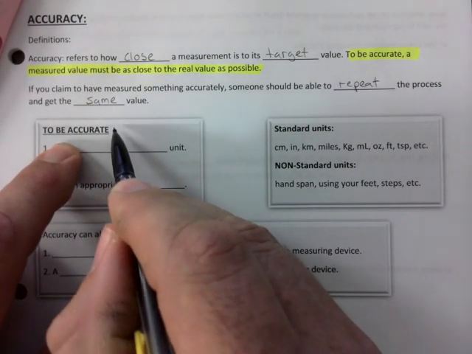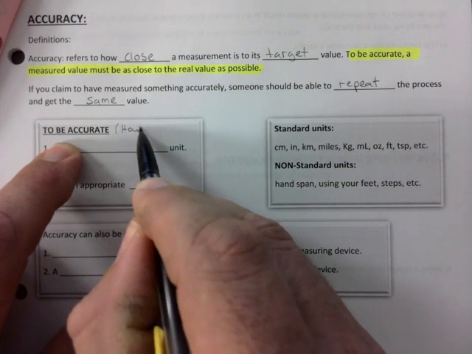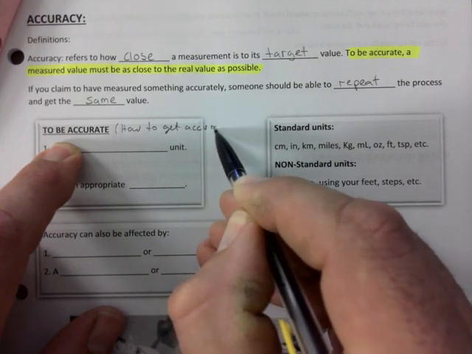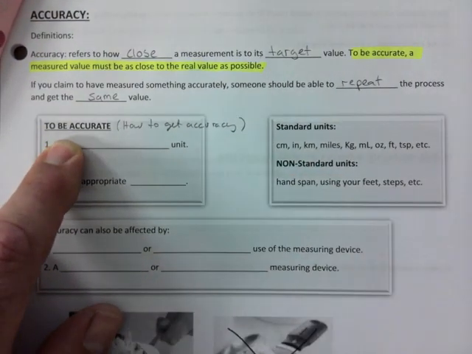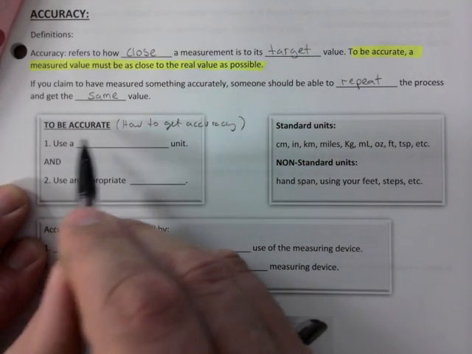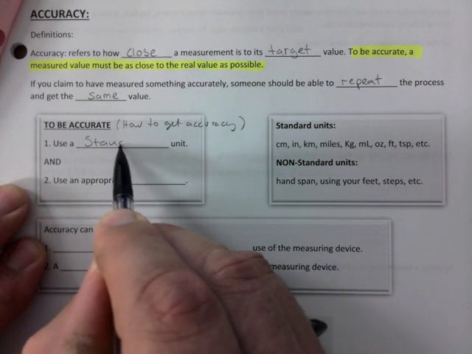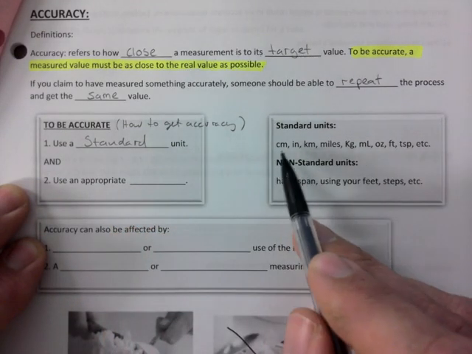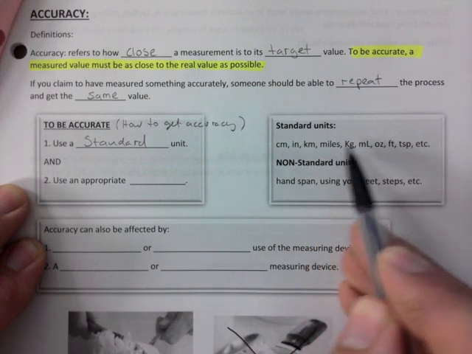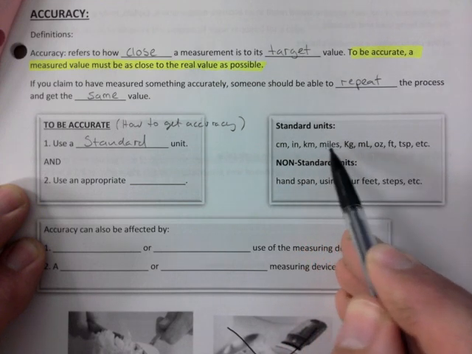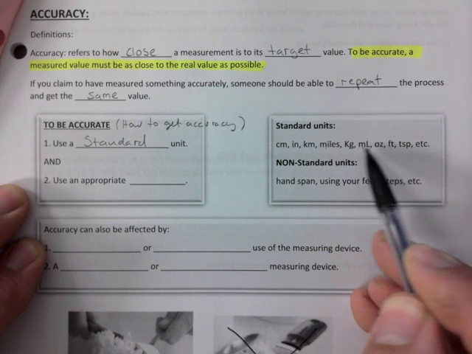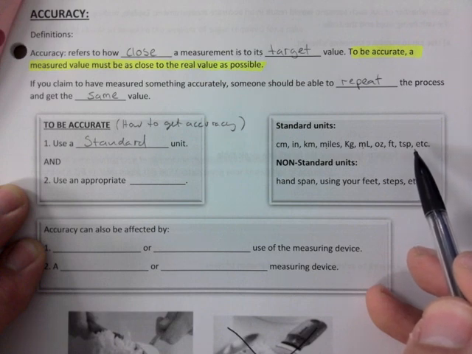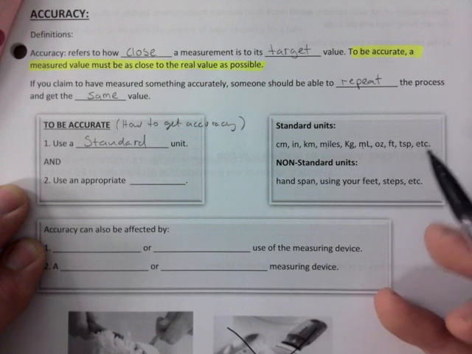And how would you achieve that? How to get accuracy. There's just a little note here for you. How to get accuracy. You have to use a standard unit. What is a standard unit? Some examples here, right next to you. Centimeters, inches, kilometers, miles, kilograms, milliliters. Around the world, people would know what this is. The cups, teaspoons, tablespoons, those are all standard units.